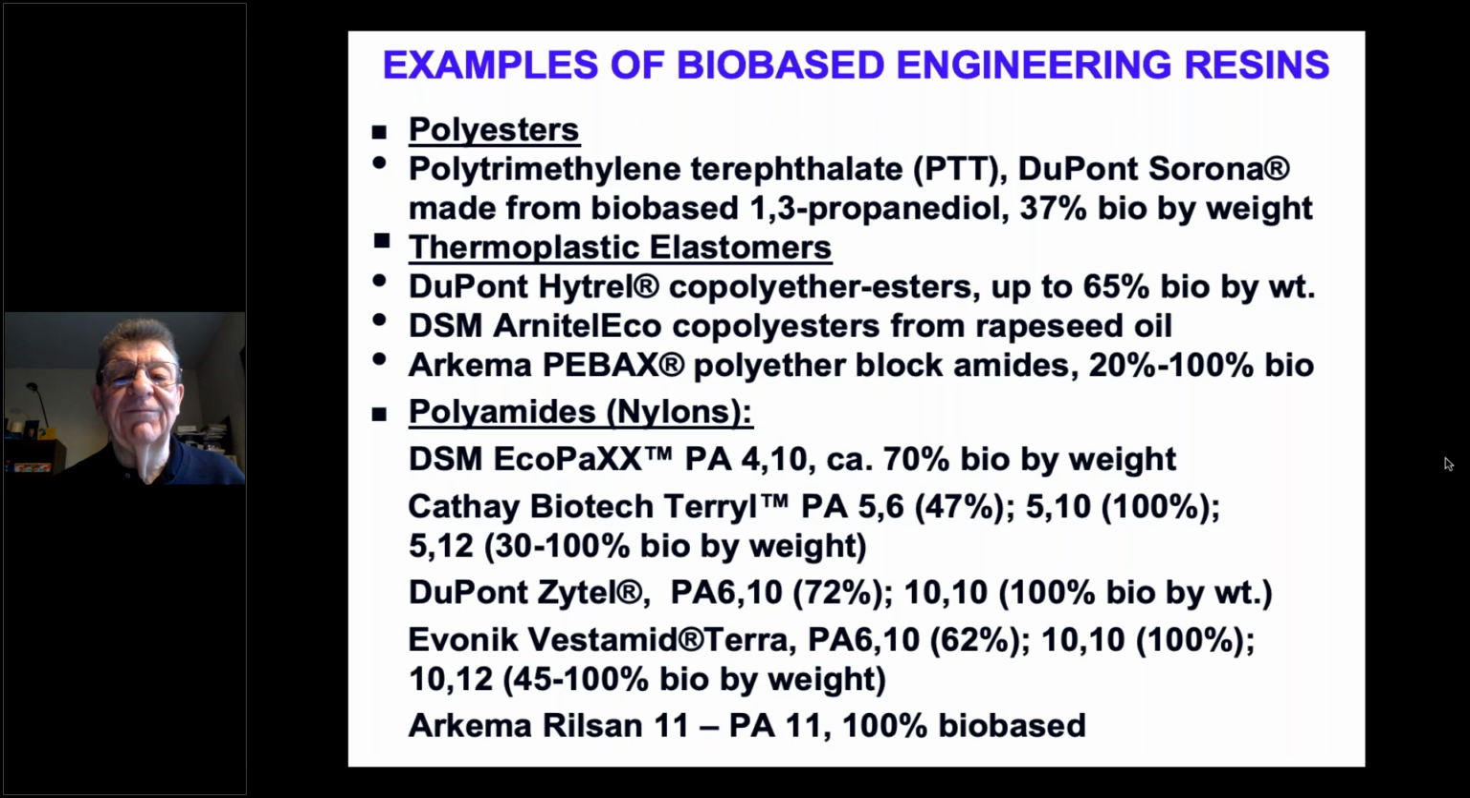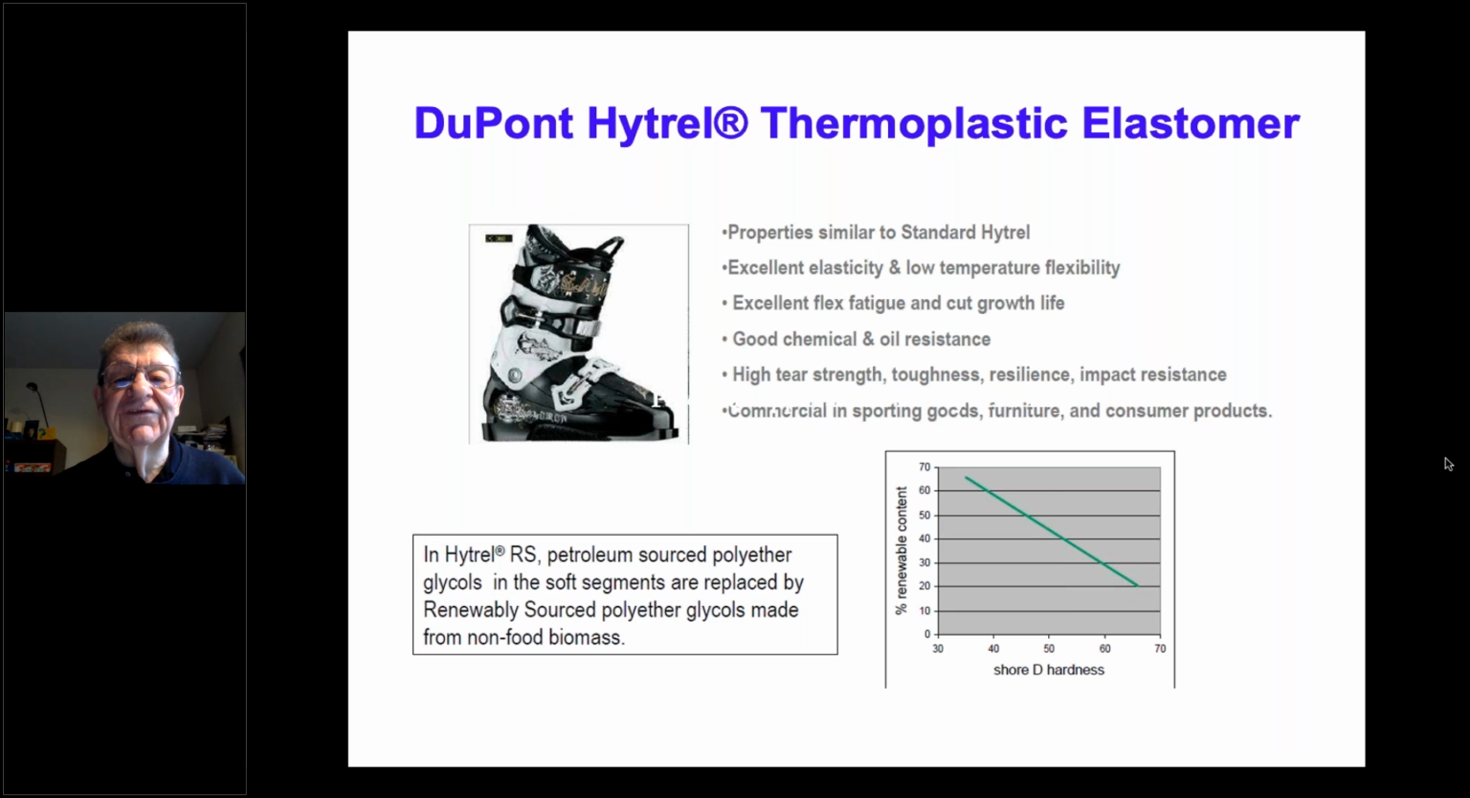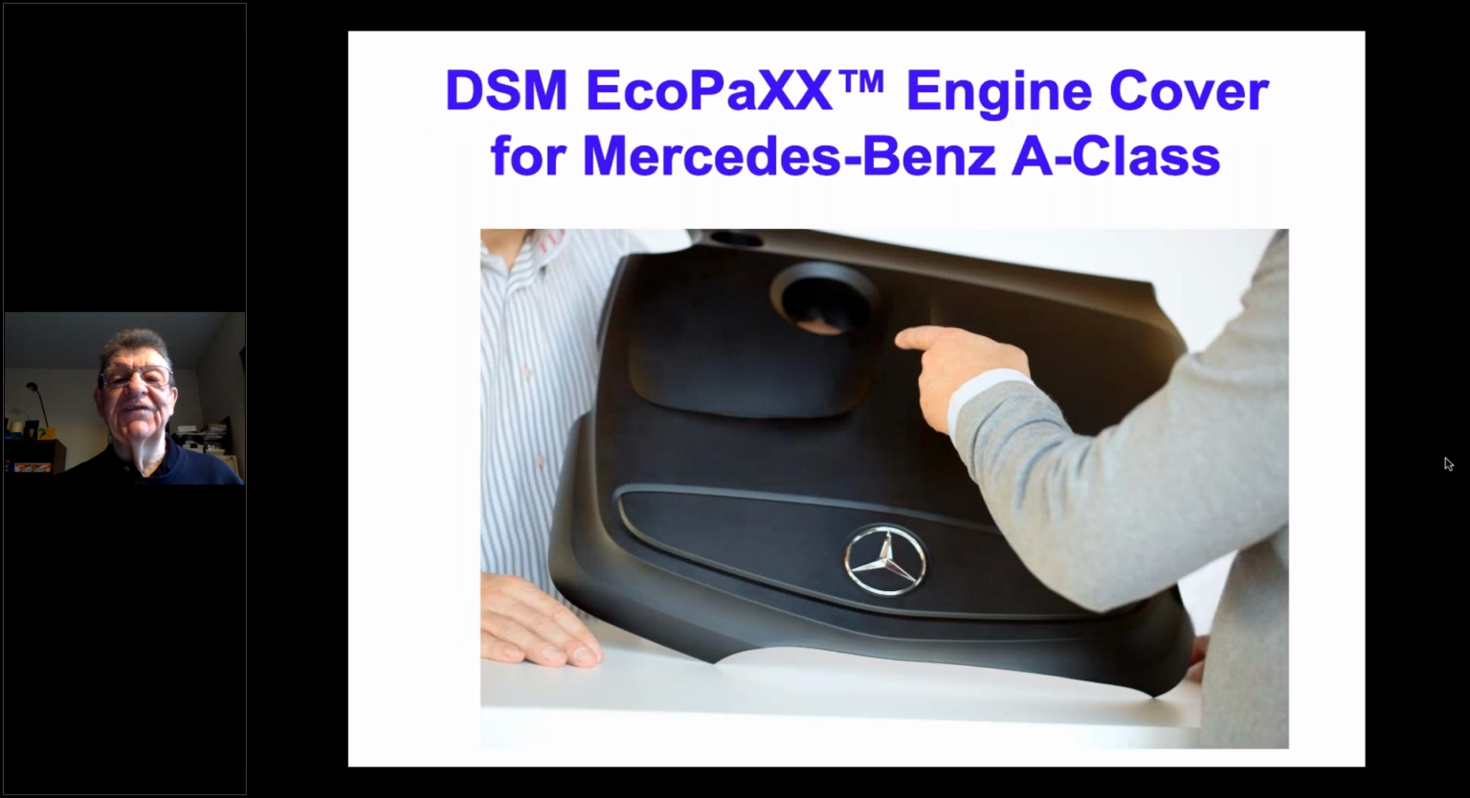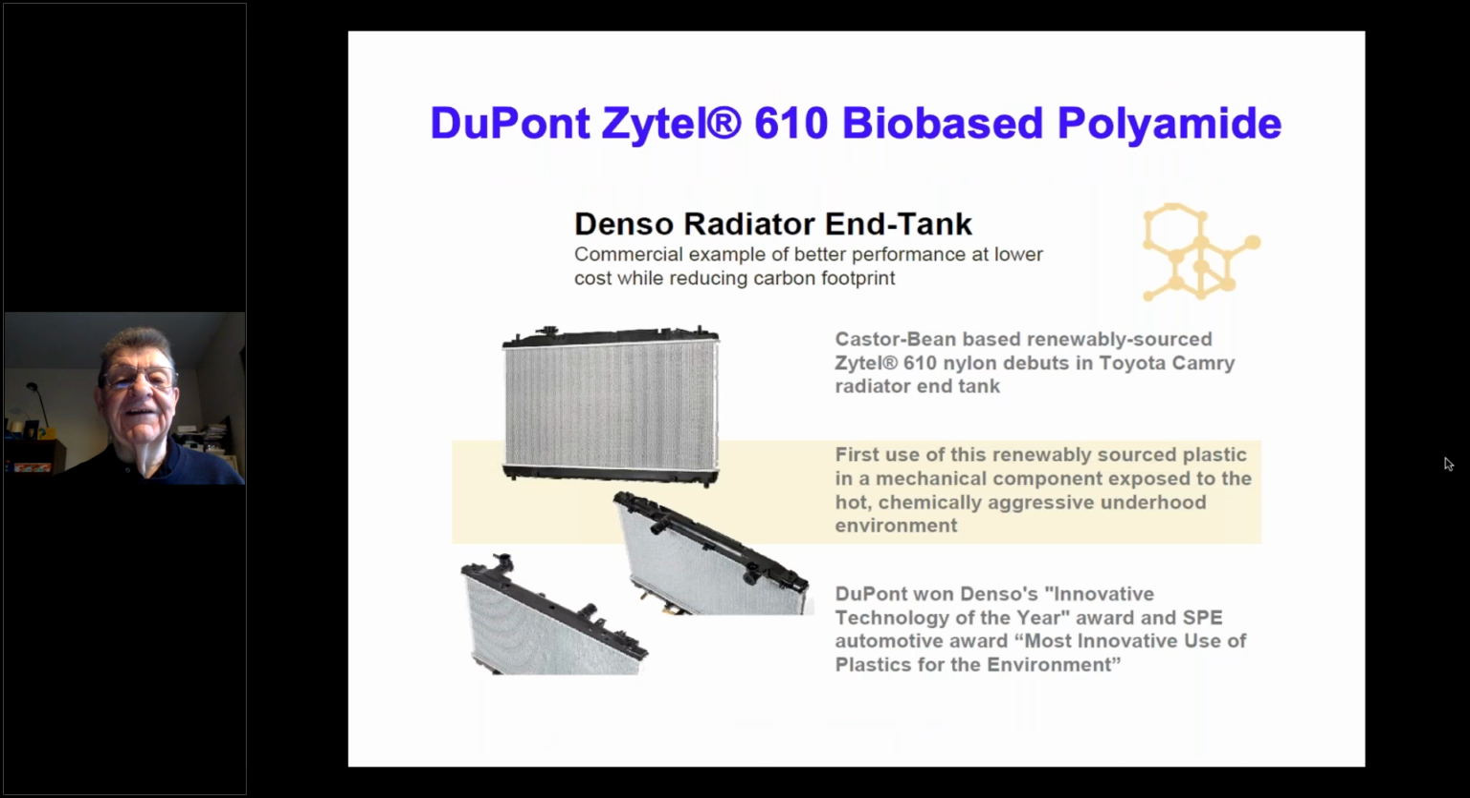Thermoplastic elastomers like copolyether esters, Hytrel and Arnitel Eco, and also block amides, and a whole range, as we mentioned before, of polyamides, which are bio-based, many of which can't be made petrochemically. Just a couple of examples, the DuPont Hytrel thermoplastic elastomer, where the polyether glycols there are replaced by renewably sourced polyether glycols. DSM's EcoPaXX polyamide for engine covers, and the Zytel 610 bio-based polyamide for Toyota radiator end tanks.